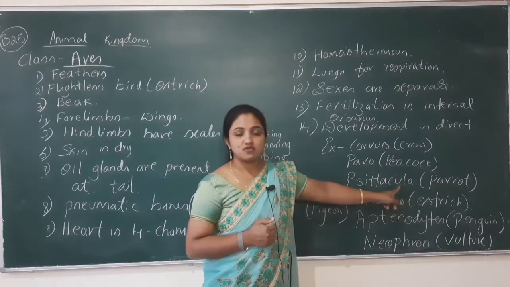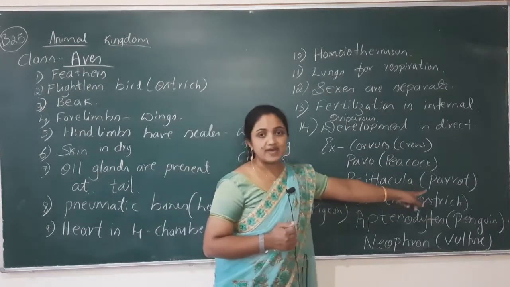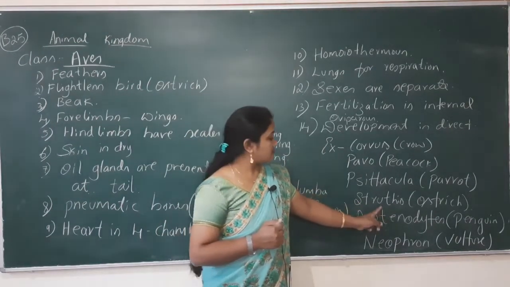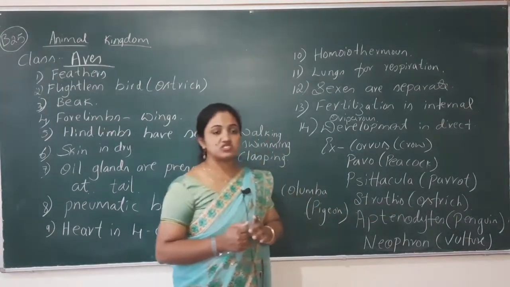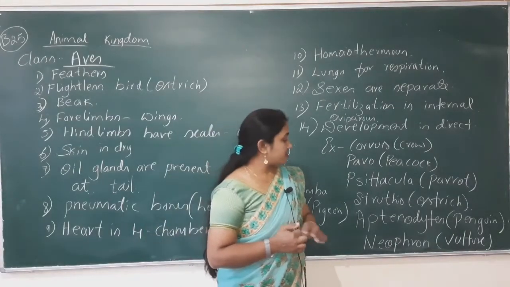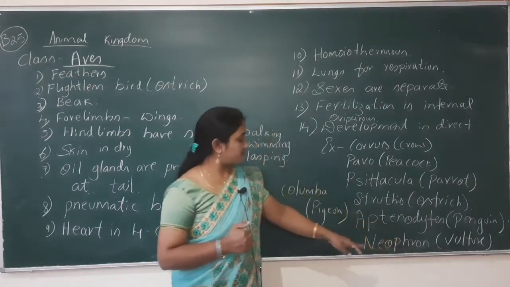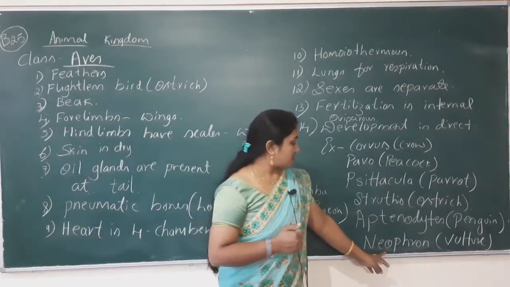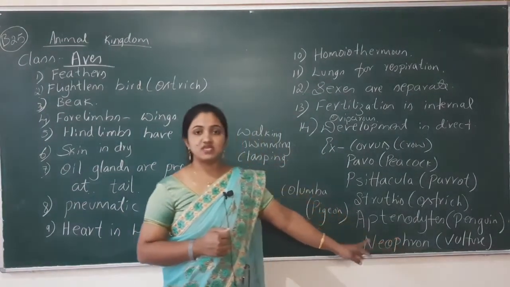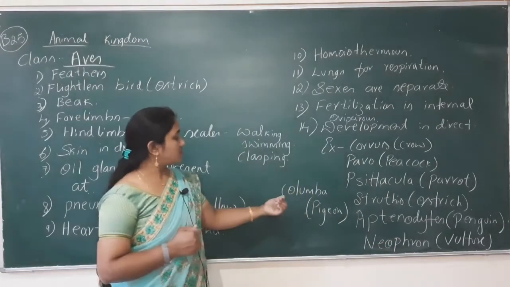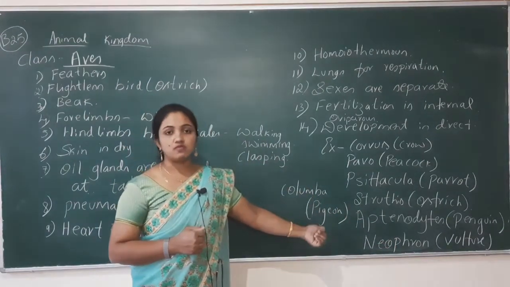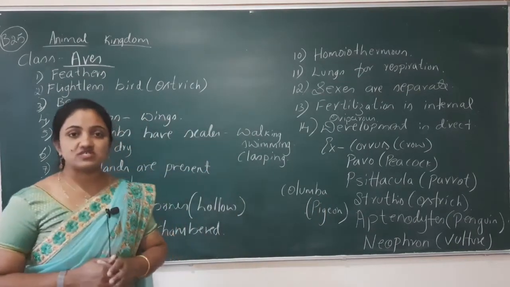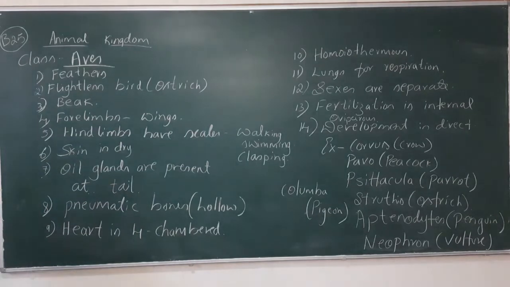Psittacula. The common name for the psittacula is parrot. And struthio. The common name for the struthio is ostrich. And aptenodytes. The common name for the aptenodytes is penguin. And neophron. Common name is vulture. One more is there, Columba. Common name is pigeon.